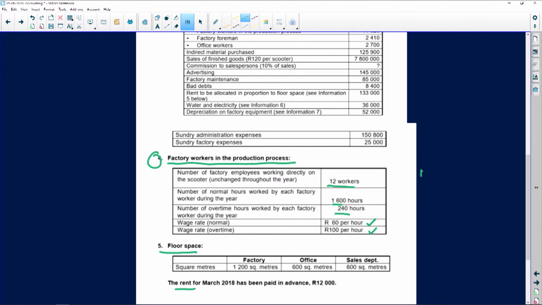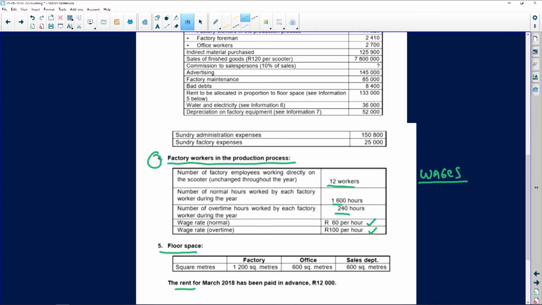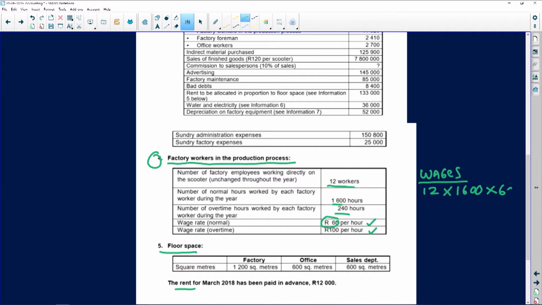So let's start off with wages first. And guys, I'm doing the calculation here because it's much easier for me, but remember, you need to show your calculation in your answer book. Okay, right, so we're going to start off with the actual wages. So we've got 12 workers. The number of normal working hours is 1,600. So clearly I'm going to multiply that by 1,600. And the rate that they earn per hour is 60 Rand. So remember, I'm looking at wages and not overtime as yet. So times that by 60 Rand.